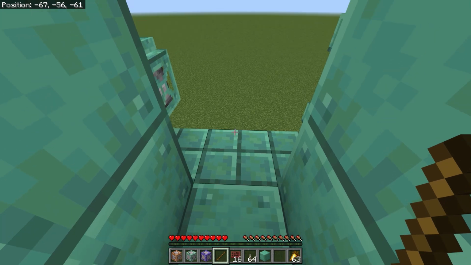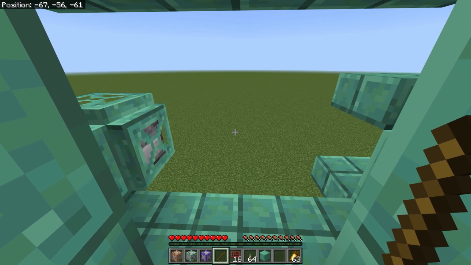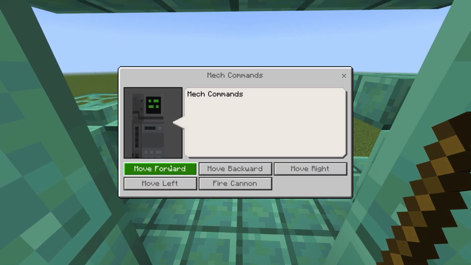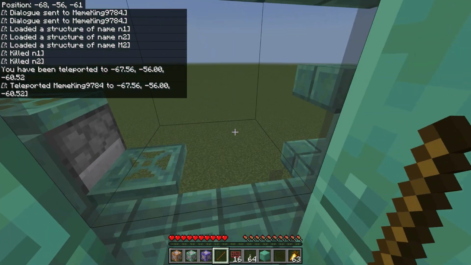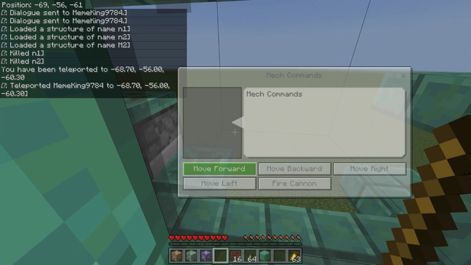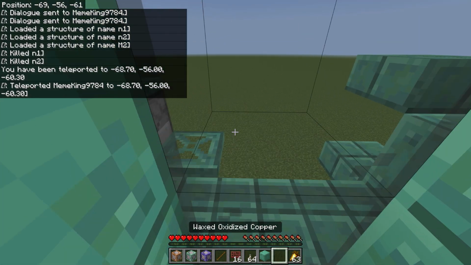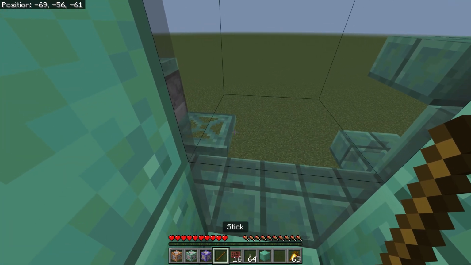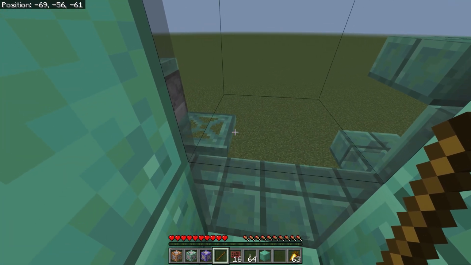Okay, so where was I? I had some problems, so I'm just going to do it on this one. So move forward, moves forward. What did I do wrong? Okay, move forward. Oh, I flipped some trapdoors. Okay, that's fine. This is just my backup because something went wrong on the other one.